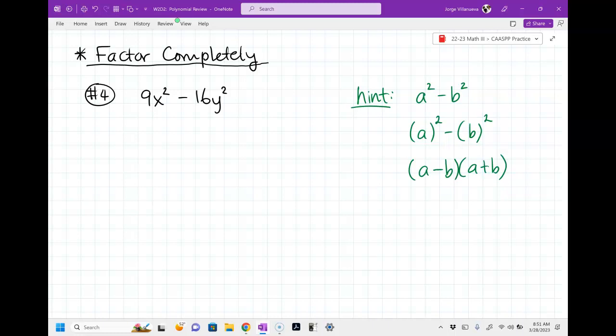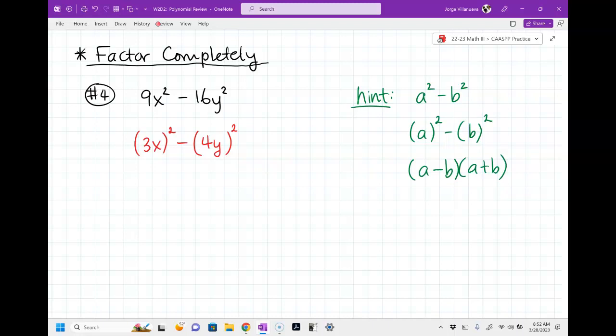All right? So right now they gave me 9x squared minus 16y squared. So I got to check to see if it is a difference of 2 squares. The first thing you do is you check the obvious. Is it a difference? Yeah, it's subtraction. Is it 2 terms that are squared? Well, 9x squared is 3x quantity squared. 16y squared is 4y quantity squared. So is it a difference of 2 squares? Yeah. I have something squared minus something squared.